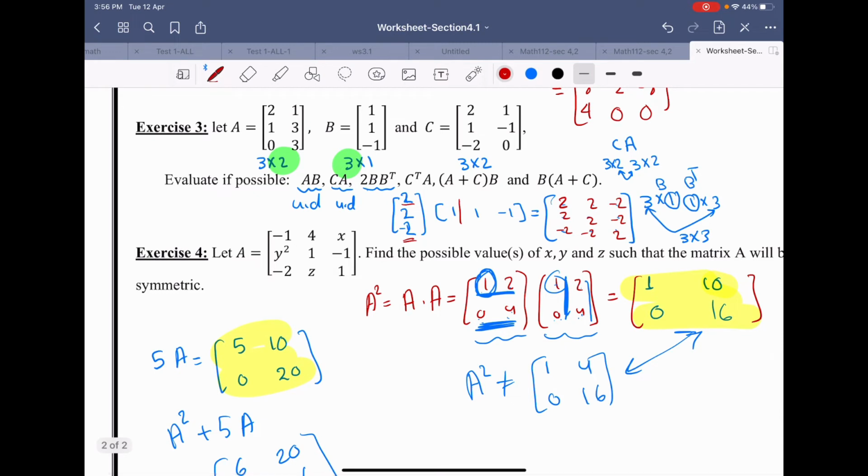Now we have to find CT times A. Can we find CT times A? Let's see. CT would be a 2 times 3 matrix, and A is a 3 times 2 matrix. Since the number of columns of the first equals the number of rows of the second, yes, we can find CT times A. So matrix CT would be 2, 1, 1, negative 1, negative 2, and 0.